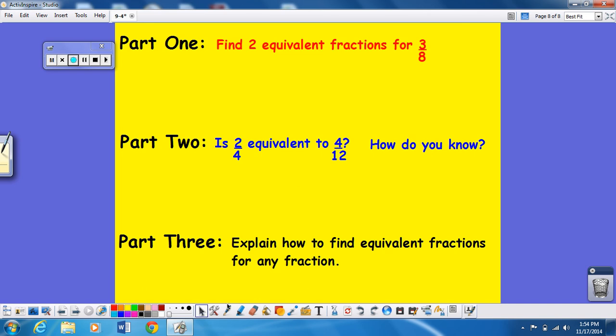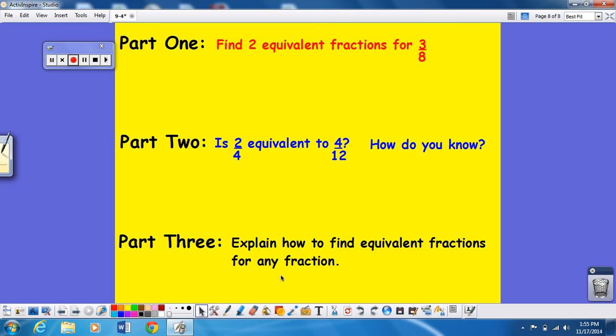Part 1: on your notes page, find 2 equivalent fractions for 3/8. Your answers are probably going to be different from your neighbors tomorrow. That's okay. I want you to choose the numbers you would like to use, but please remember, you multiply or divide the numerator and the denominator by the same number. You cannot do one of each. It has to be the same number. Part 2 is a question. Is 2/4 equivalent to 4/12? You're going to tell me yes or no, and how do you know that?